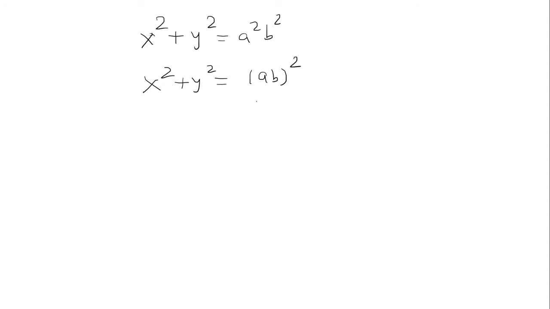So we want to find the area of the largest rectangle that can be inscribed in the circle x² + y² = a²b². And this we can rewrite as x² + y² = (ab)². So the radius will just be ab, and this is a circle centered at (0, 0) with radius ab.